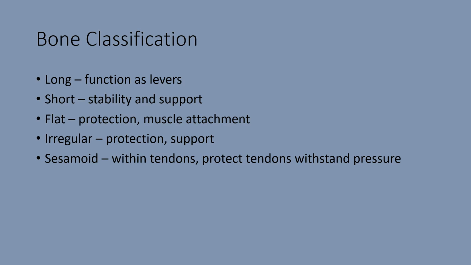Sesamoid bones are bones that are found embedded within tendons. Tendons tend to have a lot of pressure on them, and so it helps to protect the tendon. The most common sesamoid bone is the patella, which is your kneecap. Now, what a lot of people don't realize is that other tendons have much smaller sesamoid bones in them, but the number may vary, the location may vary between individuals. So where mine are may be very different from yours, but everybody has a patella.